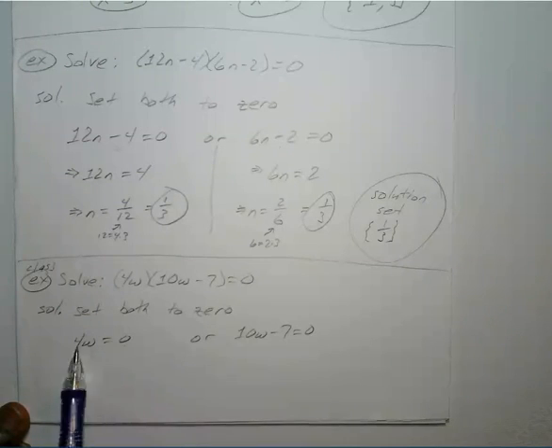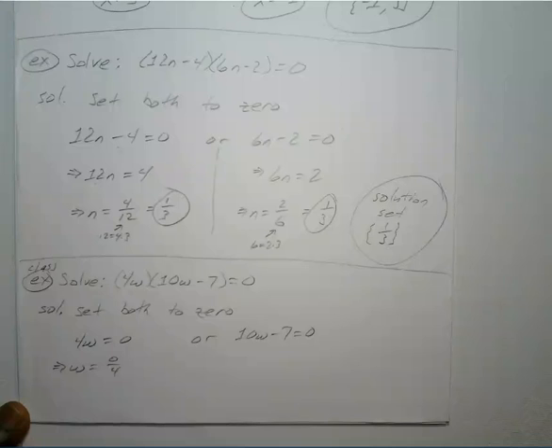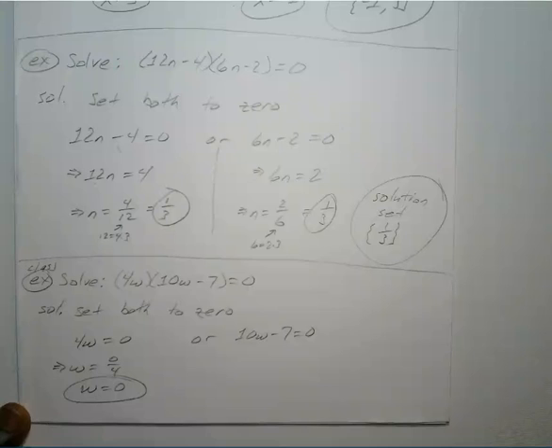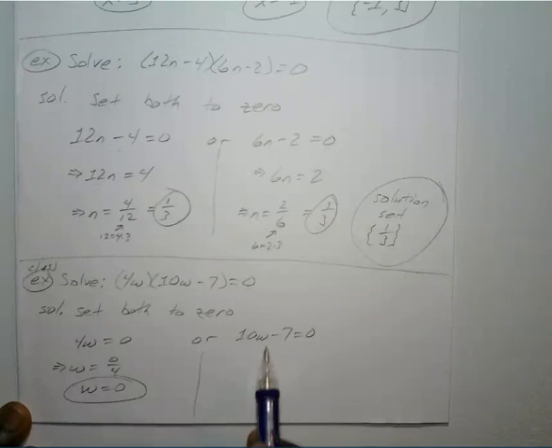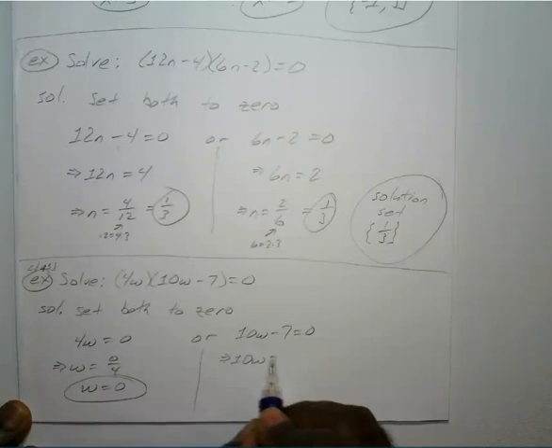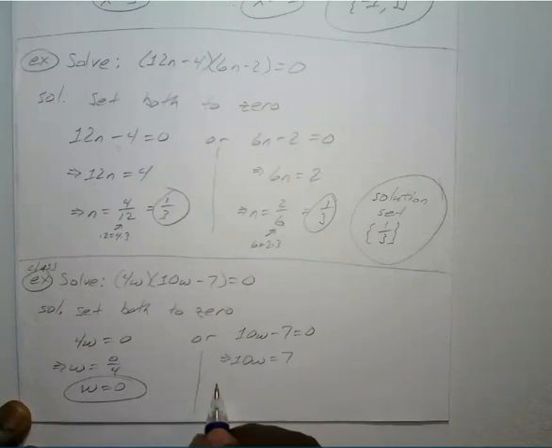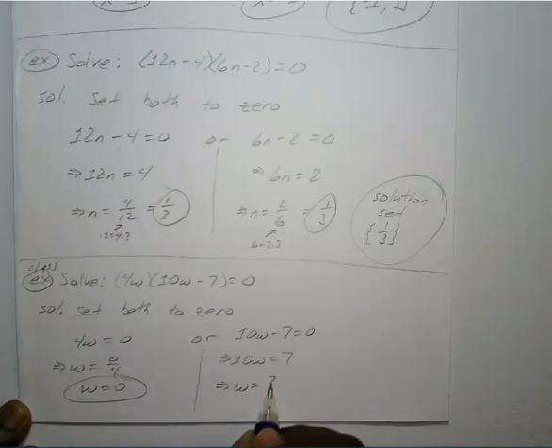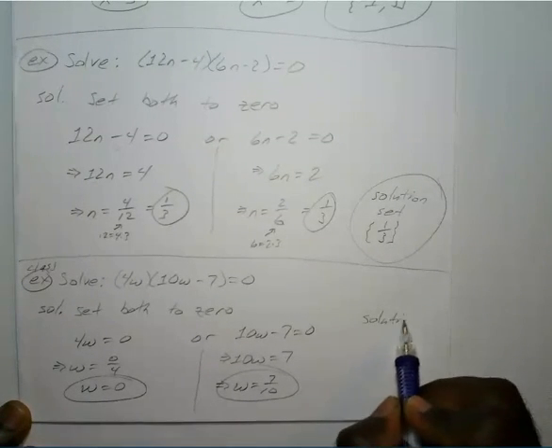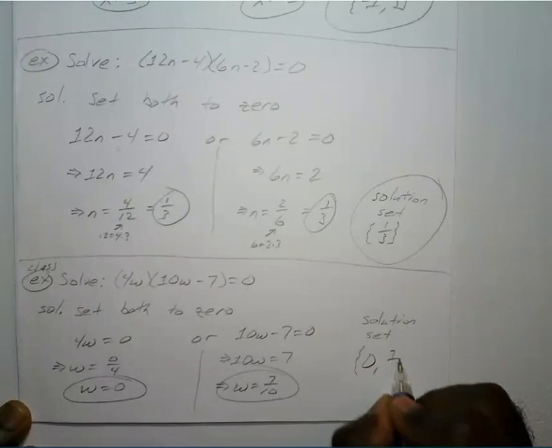Okay, so for this one, we divide both sides by 4. We end up with w equals 0 over 4. And 0 divided by anything is just 0, so we have w equals 0. And for this one, we add 7 to both sides. We have 10w equals 7. So if we now divide both sides by 10, we have w equals 7 over 10. Okay, so your solution set is 0 and 7 over 10.